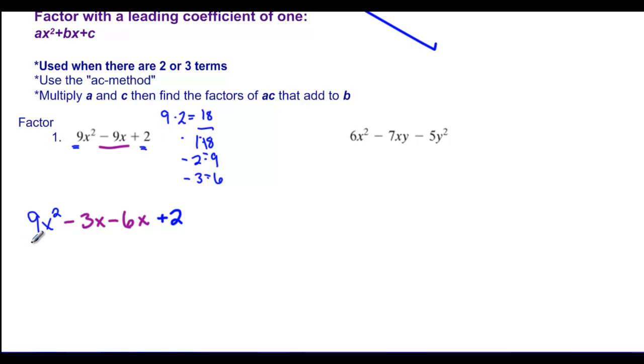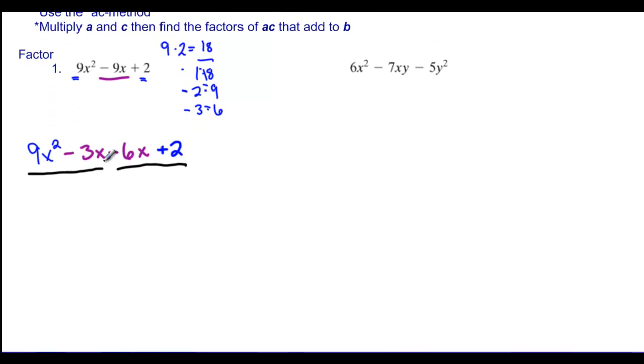So we're looking at these two together and these two together. With the 9x squared minus 3x, there's a 3x in common. So 3x times 3x would give us the 9x squared, and 3x times a negative 1 would give us this negative 3x. Again, whatever this sign is, you're going to keep it 99% of the time.